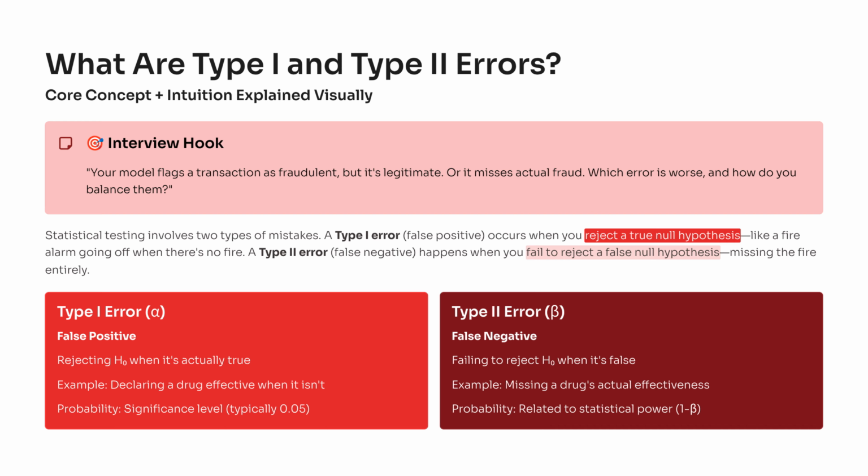Let's make it simple. A type 1 error is a false positive. It's when you think you found something, but you didn't. Like a fire alarm going off when there's no fire. In statistics, it means you rejected something that was actually true.